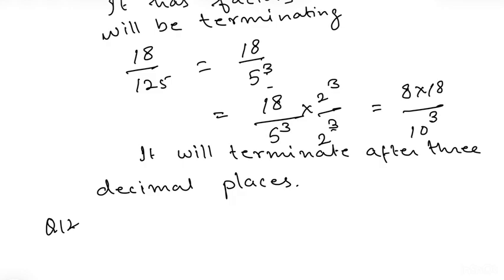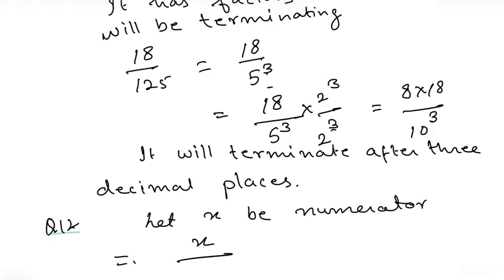Here it was 18/125, there we were given the denominator, and nothing is given for the numerator. So let x be the numerator, only to make it simplified. Nothing to do with it, only to write. So this is equal to x upon 2 raised to power 3 into 5.